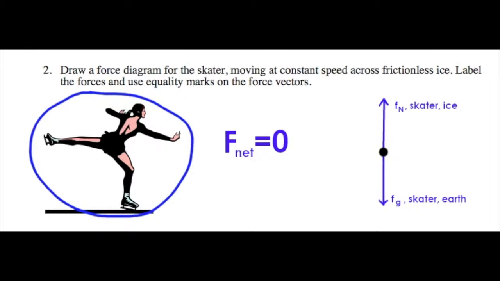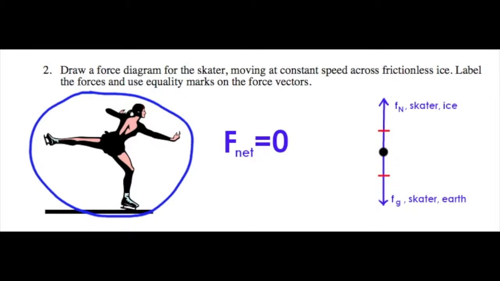So now we have to do the equality markers. So I've already said that the force normal is equal and opposite force to the gravitational force. So we know that these two forces are equal just right off the bat because the net force is 0. So all I have to do is put our equality markers on force normal and force gravity to show that they're equal. And that's it. You're done for this question.